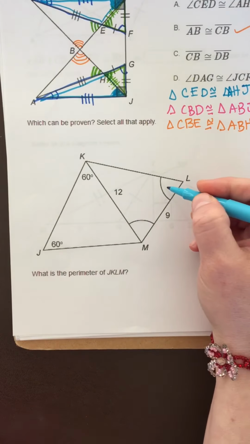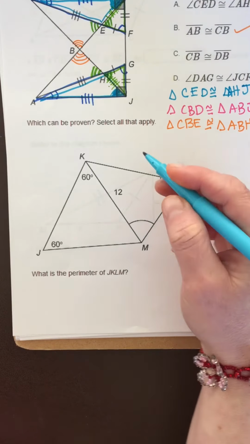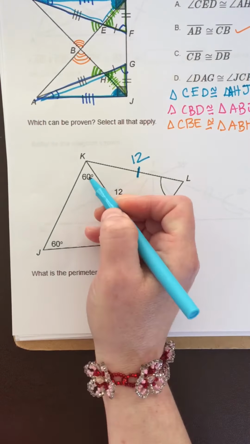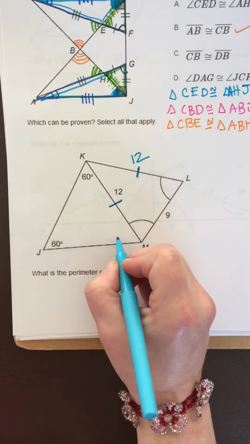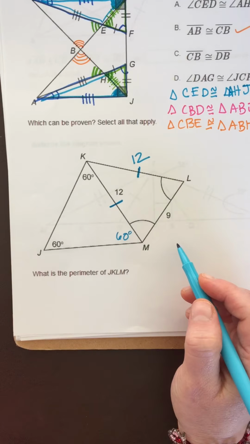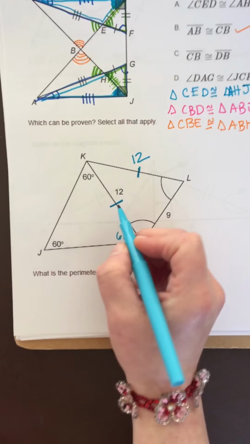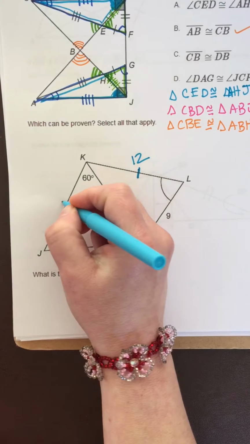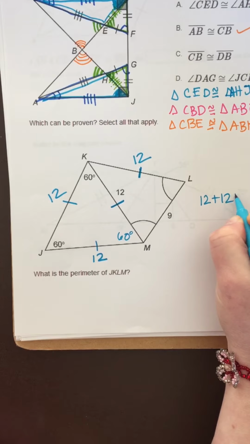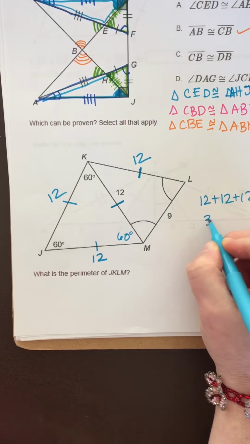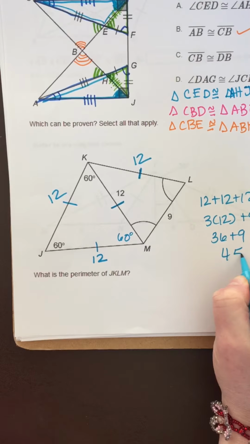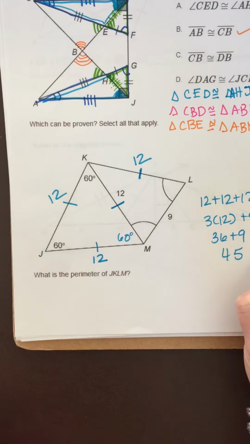So look, you guys. This angle is the same as this angle, so that means this is an isosceles triangle. So this side is the same as this side, so this is 12. Well, if this is 60 and this is 60, I know this has to be 60 because they all add up to 180. Well, if all three angles are 60, it's equiangular, which means it is also equilateral. So if one side's 12, then this side's 12, and this side's 12. So when it asks me for the perimeter, all I got to do is 12 plus 12 plus 12 plus 9, or 3 times 12 plus 9, which is 36 plus 9, which is 45 units.